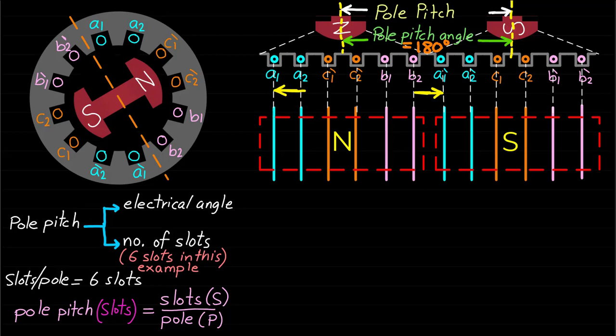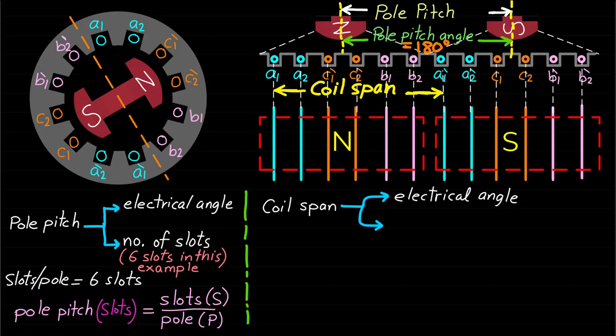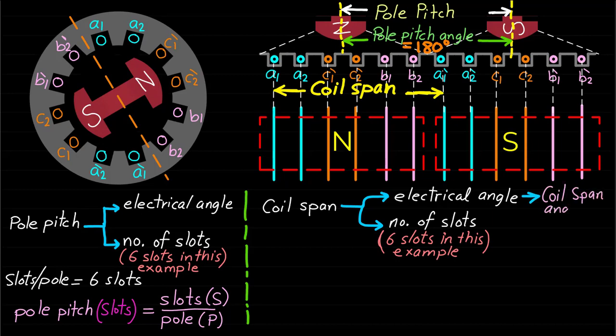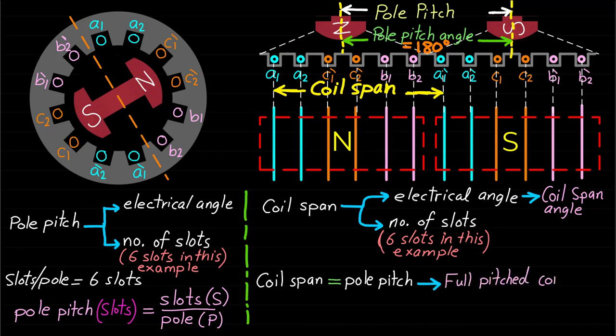The distance between the two sides of any coil is called coil span and can be measured by electrical angle or the number of slots between the sides of the coil. Note that the angle between the two sides of the coil is called the coil span angle. If the coil span is equal to the pole pitch, then we call the coil a full pitched coil. In other words, the full pitched coil is the coil where the angle between the two sides of the coil is equal to 180 degrees electrical.